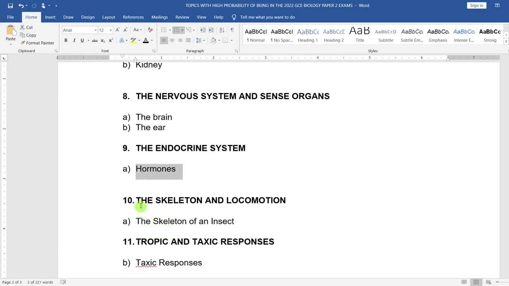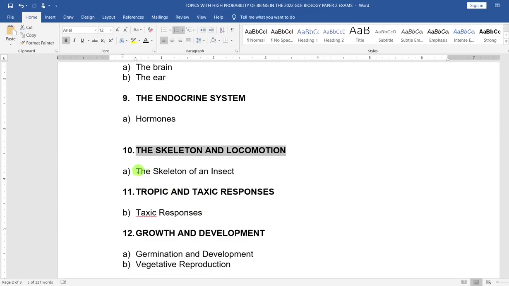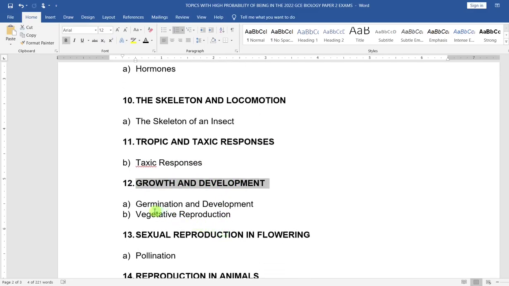All right, then you also need to look at the skeletal system and locomotion. Under skeletal system and locomotion, here specifically you need also to study the skeleton of an insect. All right, so you need to study also the skeleton of an insect, because these are highly expected to be in the exam. Then you look at the tropic and the taxic responses. So under tropic and taxic responses, you concentrate also on the taxic responses. All right, then from here you move to growth and development.